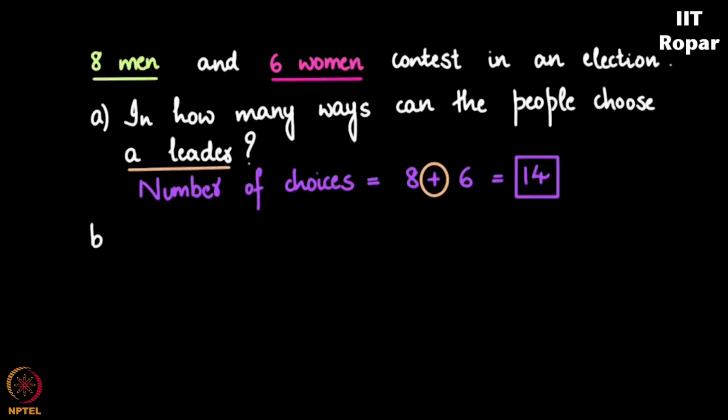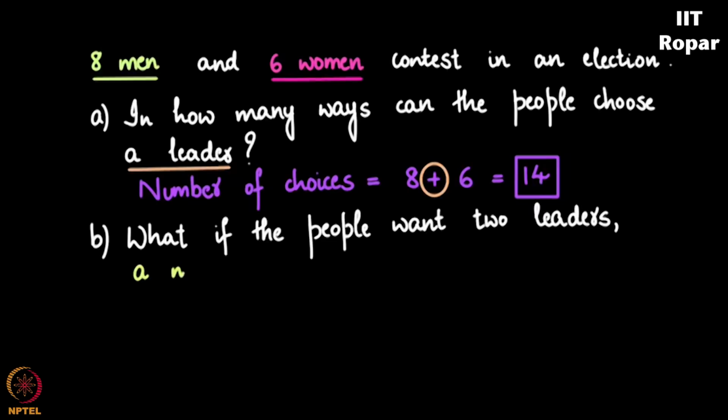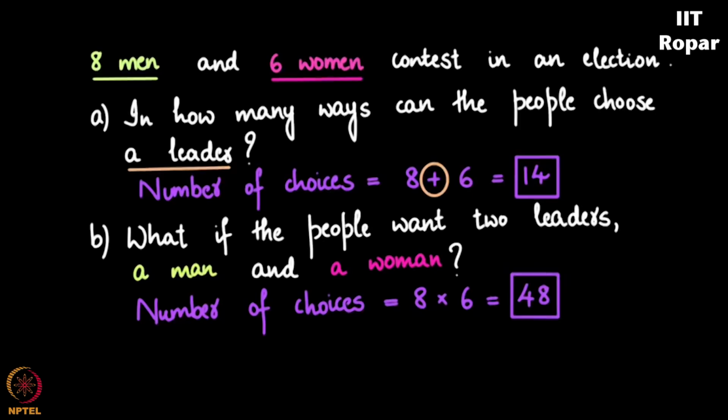What if the people wanted 2 leaders, a man and a woman? I hope it would be very obvious to see that it would be 8 into 6, which is 48 choices. If they want precisely 1 leader, then it is 14 choices. And if they want 2 leaders, a man and a woman, then it is 48 choices.